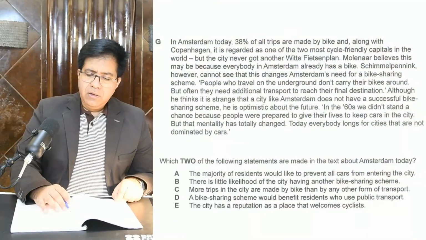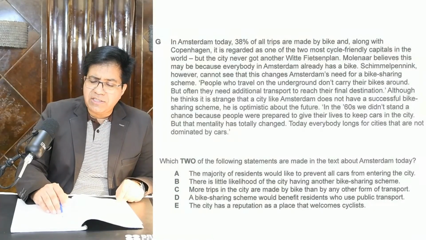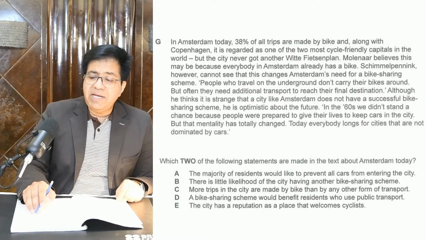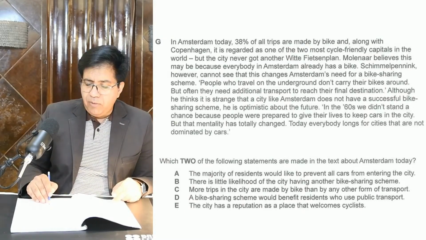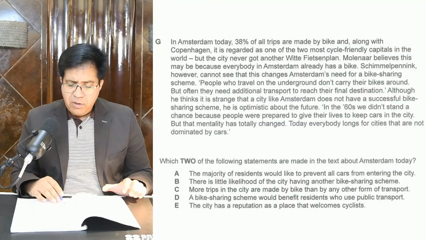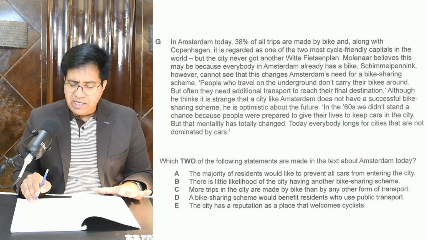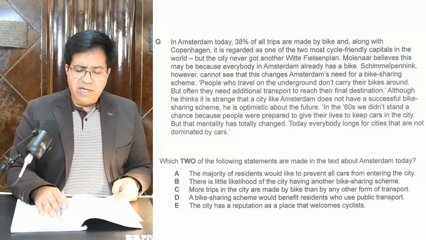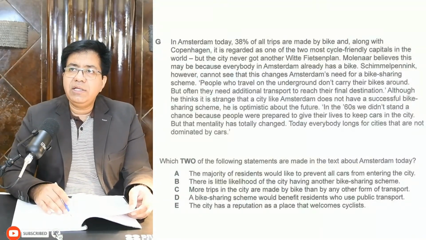Option B or D? D for duck. A bike sharing scheme would benefit residents who use public transport. And what is the word for public transport? Underground. So people who travel on the underground don't carry their bikes around, but often they need additional transport to reach their final destination. So this is going to help them there. So 21 and 22 correct answers are option D and option E.